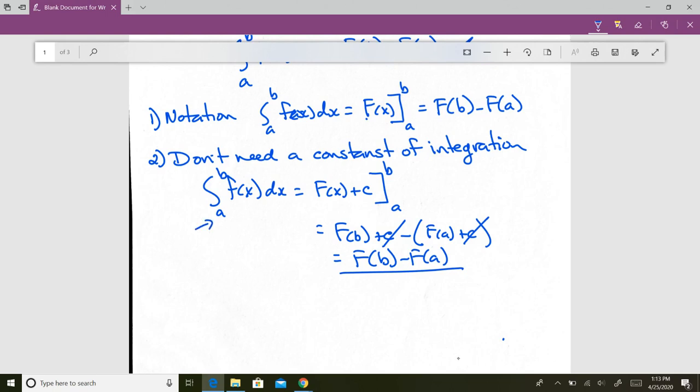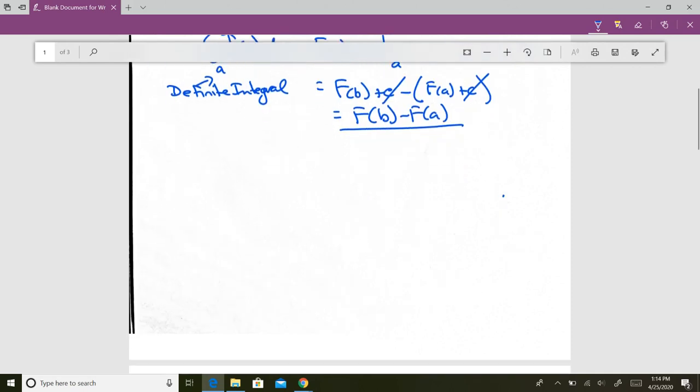Definite integrals are ones with numbers. If they don't have any bounds, then it's an indefinite integral, and you have to put your constant of integration. All right, so let's start doing some practice ones here.